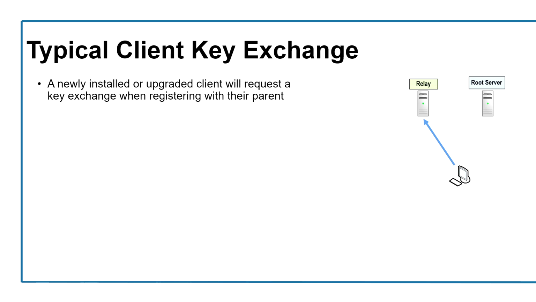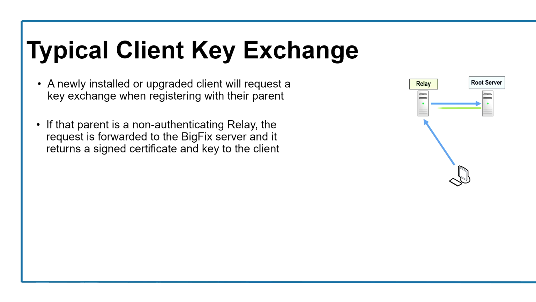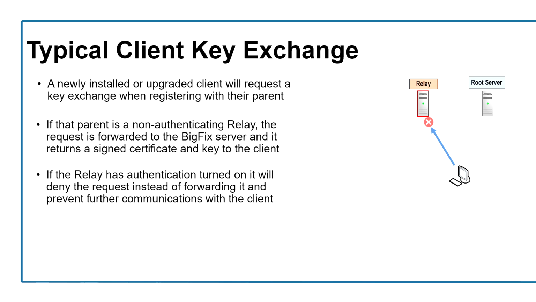Under normal conditions, when a client first registers in the environment, it requires a key from its parent. If that parent is a non-authenticating relay, that request is passed on to the root server, who issues a signed certificate and key to the client. If the relay receiving that request has authentication enabled, it will reject the request and discontinue communications with that client. So new clients inside the network can get their key by communicating with any of the non-authenticating relays inside the network, but a client that can only reach an authenticating relay is stuck.